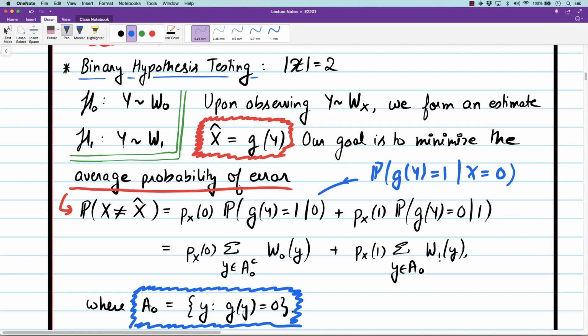But this time the measure that you use is W1. The probability that you use is W1. Here you use the probability W0. It's a more detailed expression for probability of error.